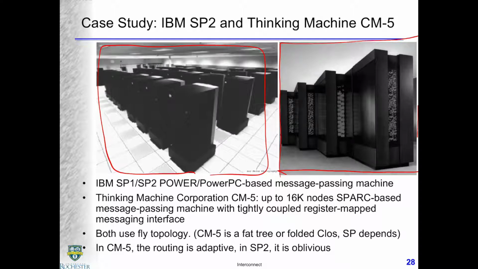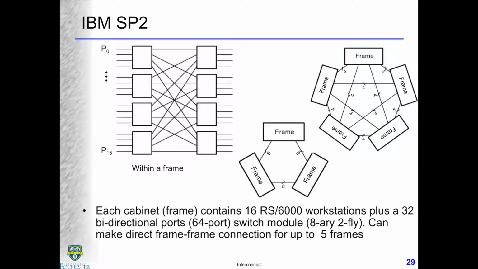They have different types of machine, all called Connection Machine. The company is called Thinking Machines Corporation, TMC. The product line, the models are CM2, CM5, Connection Machine. And they use SPARC. Of course, IBM uses their own PowerPC. And they use fat tree topology. CM5 uses the fat tree, or folded Clos, fancy name. SP is somewhat different. We'll see. It depends on the size. And in CM5, the routing was adaptive. In SP, it's oblivious. So we see both done in practice.